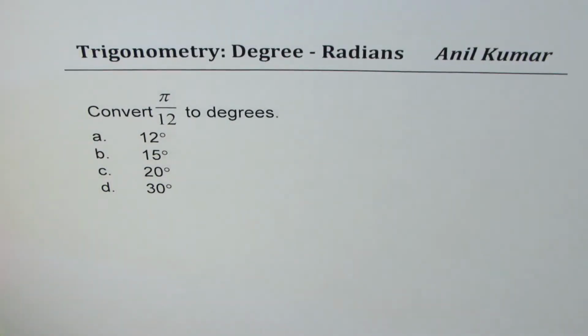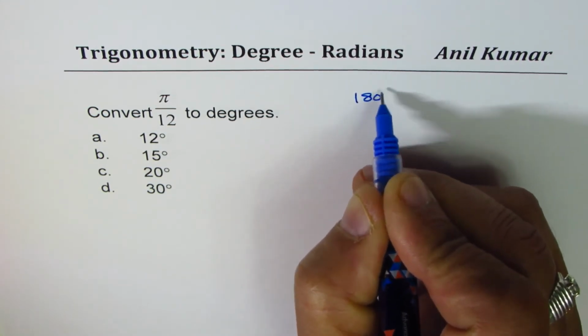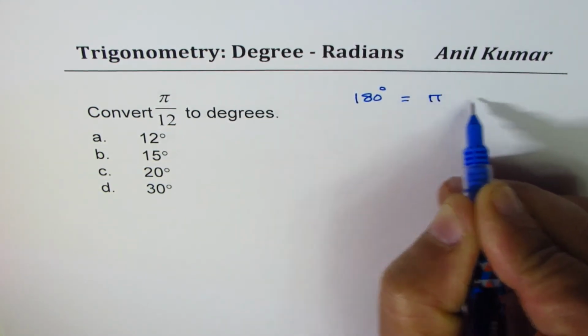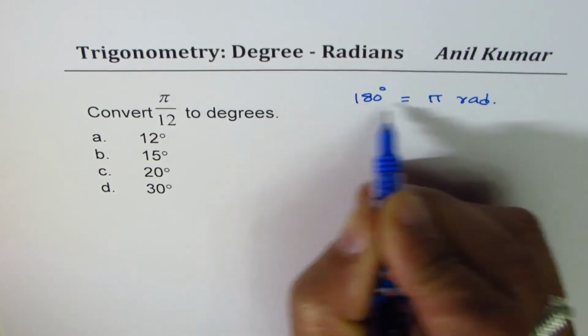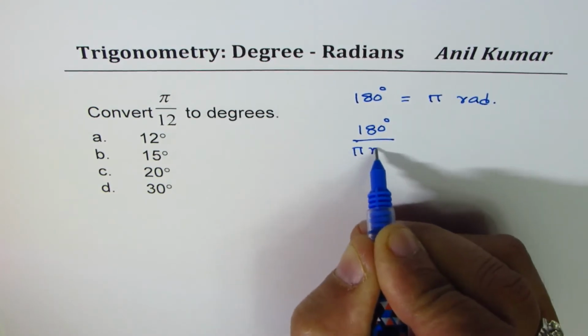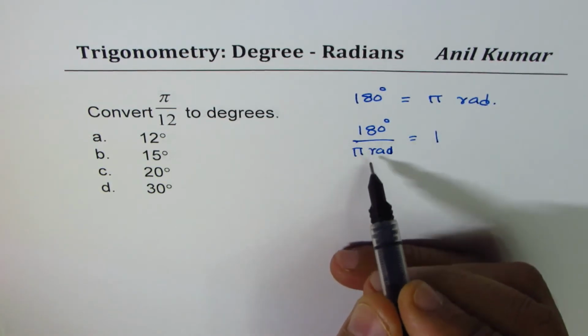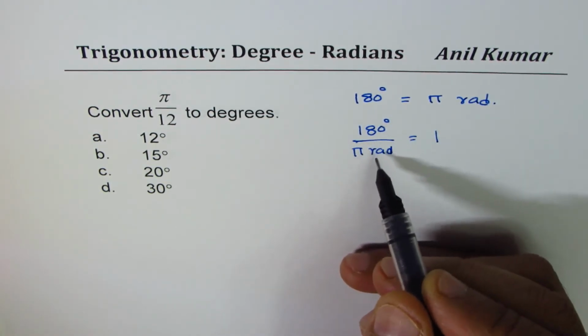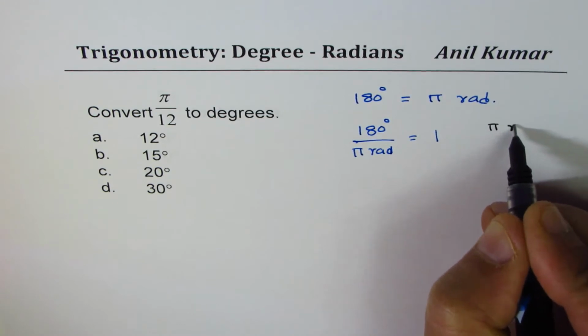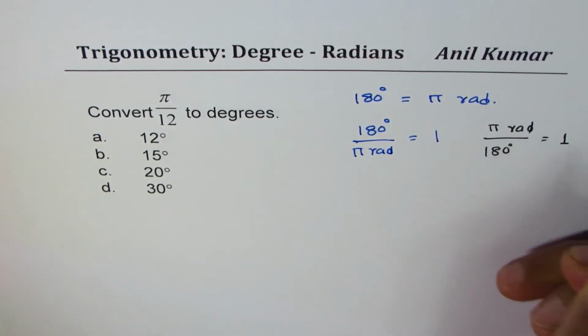Let's move on to the reverse process, converting from radians to degrees. Again, same formula: 180 degrees is equal to pi radians. If I divide 180 by pi, what do I get? 180 degrees by pi radians is equal to 1. So whenever we convert, we multiply by this factor or the reverse of this. Even pi radians divided by 180 degrees will be 1.